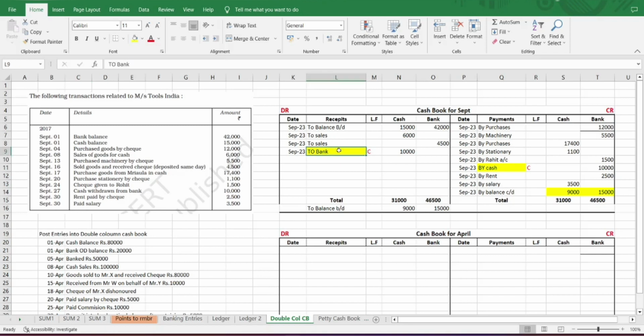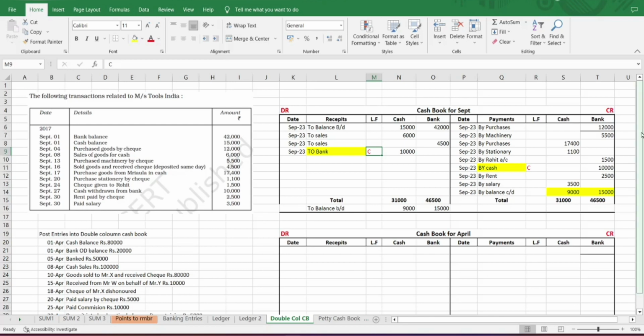Contra entries are entries in which both accounts, the bank account and the cash account, are affected. It is very important that in the ledger folio column, we mention capital C to differentiate that particular entry as a contra entry. At the end, we total both sides, find the balance, and carry it down to the next month.